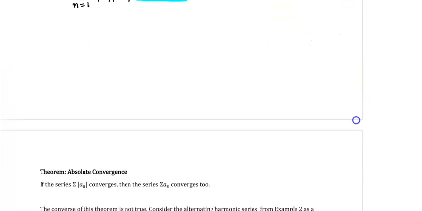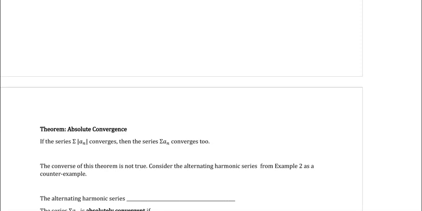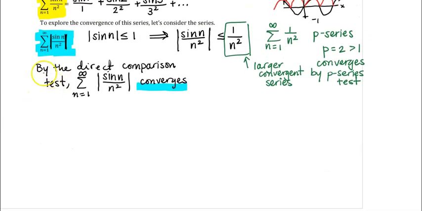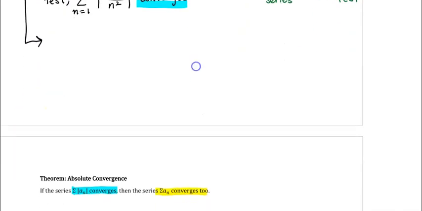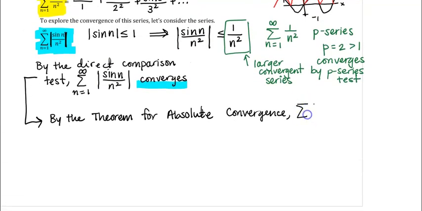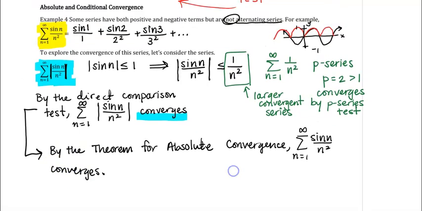This is followed by a theorem on the top of the next page that tells us that if the series with the absolute value converges, then you can conclude that the series without absolute value bars converges as well. So because I know this series converges with the absolute value bars, we can conclude by the theorem for absolute convergence that the series without the absolute value bars, sine n over n squared, must also converge.